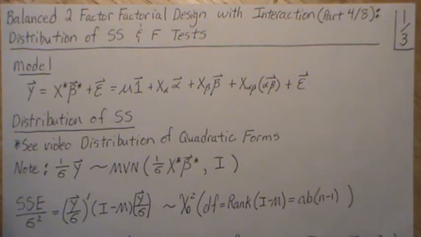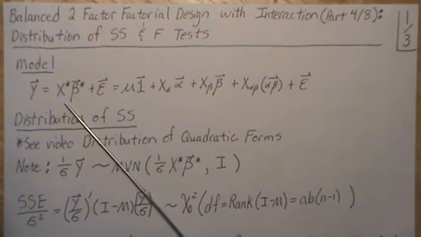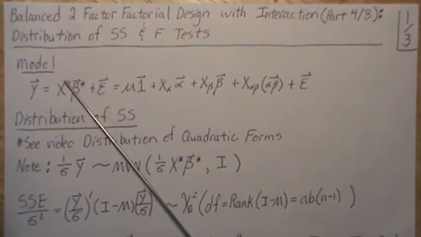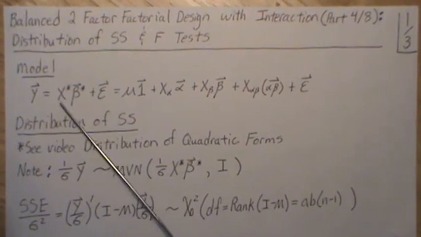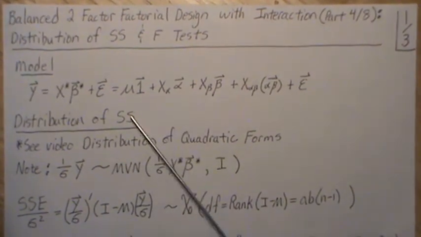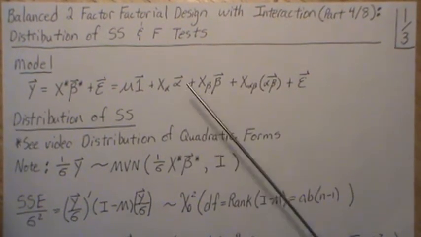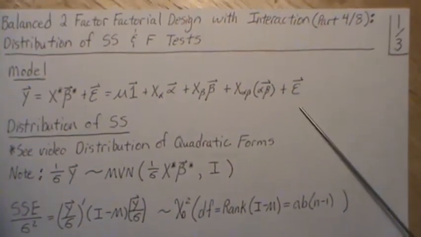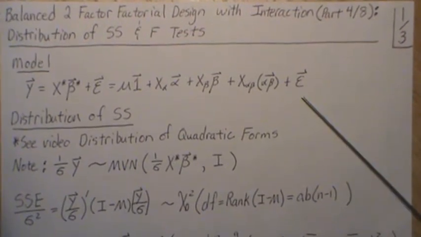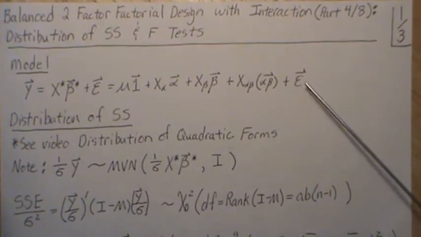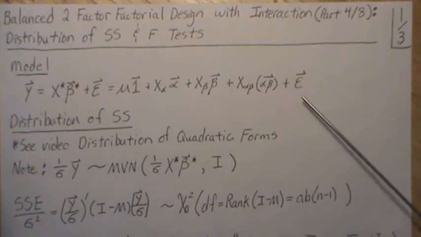Now, as a reminder, our model is y = X beta star plus epsilon. So it is a linear model, and then we can partition that into mu times the one vector, X alpha, plus, etc. I'm going to encourage you to look at parts 1, 2, and 3 for more detail about the model and the model development.